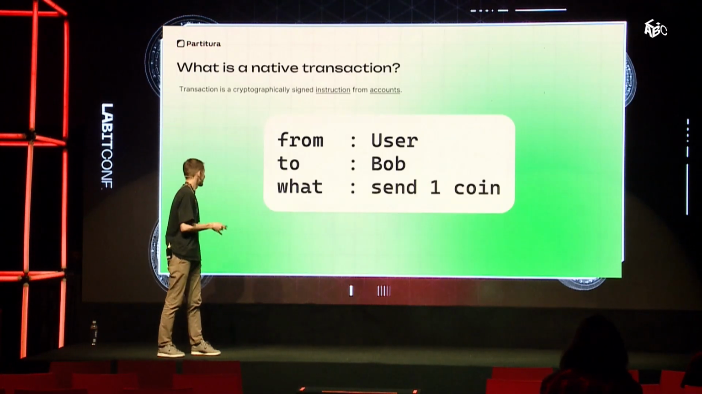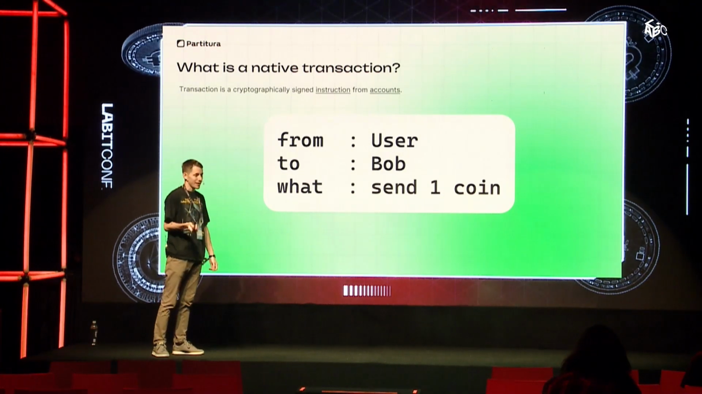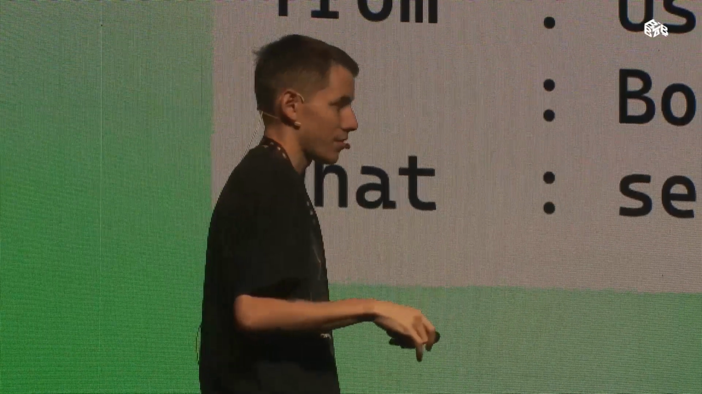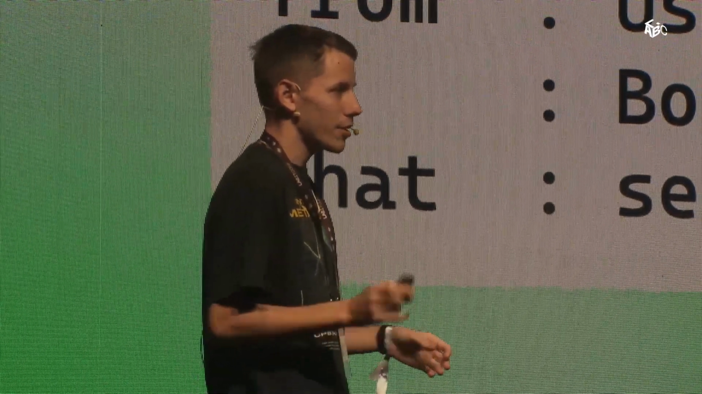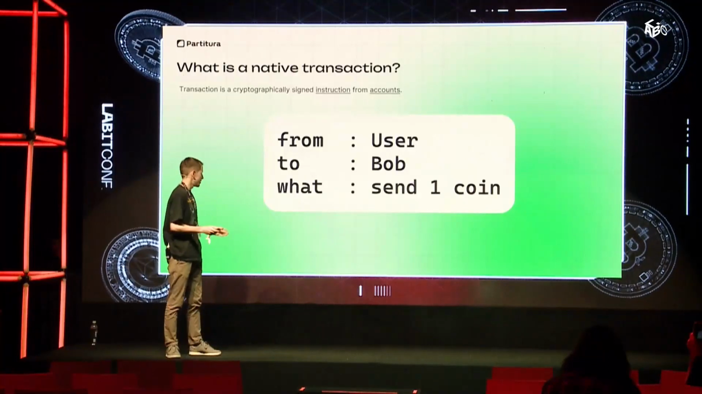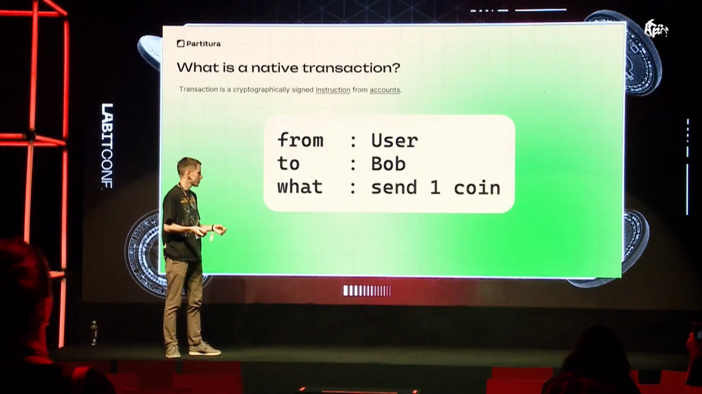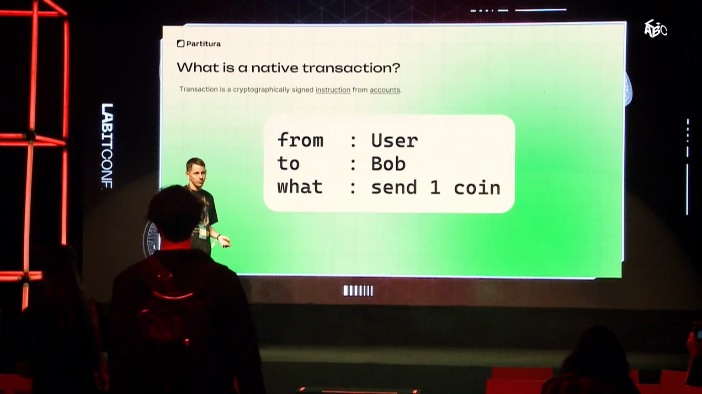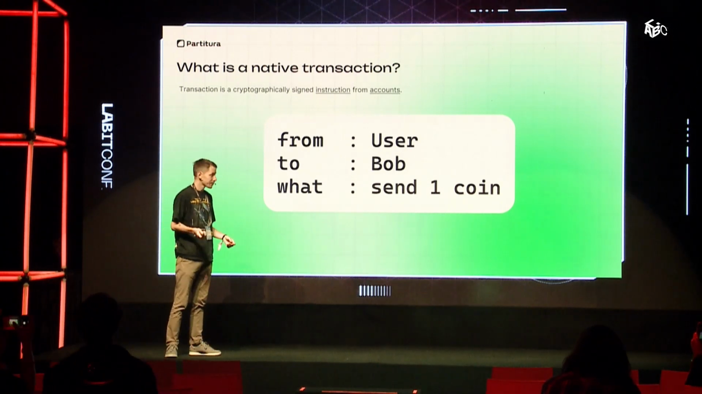Following the docs, a native transaction is a cryptographically signed instruction from an account, and the important words here are account and instruction. When you execute some action on chain, any chain, Bitcoin, Ethereum, Near, Algorand, whatever, usually your transaction looks like this. From, for example, Alice, from a user, to Bob, to someone, and what action this transaction will perform. Here we see: send one coin.